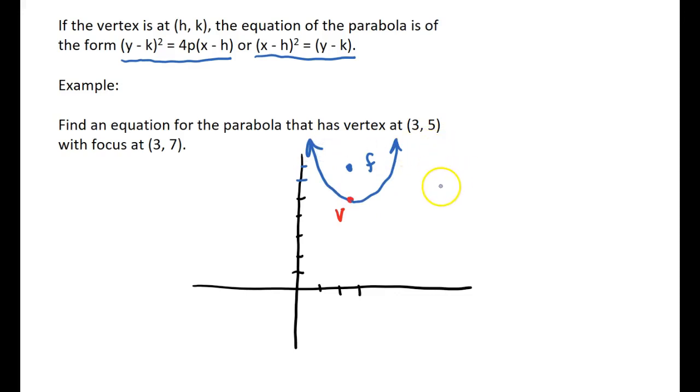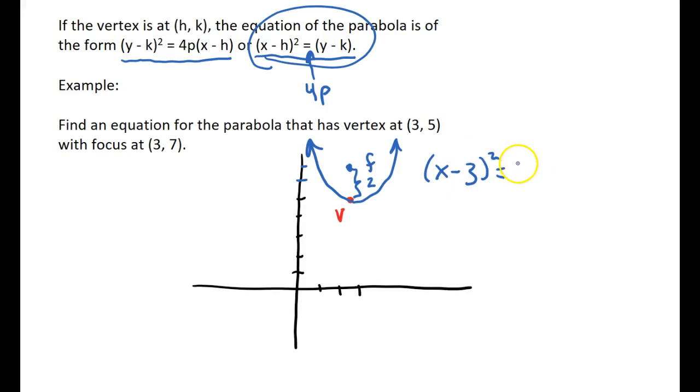Now remember that the focus is always inside the parabola, so this parabola is opening up. That means x is being squared, so it's going to be in this form right here. And, whoops, I left off a 4p there, didn't I? Let me put that in there. There should be a 4p in there. Okay, and that means that p is positive, and it will be 2. So we're ready to go. We've got x minus 3 squared equals 4 times 2 times y minus the y coordinate of the vertex, which in this case is 5. And that's it.